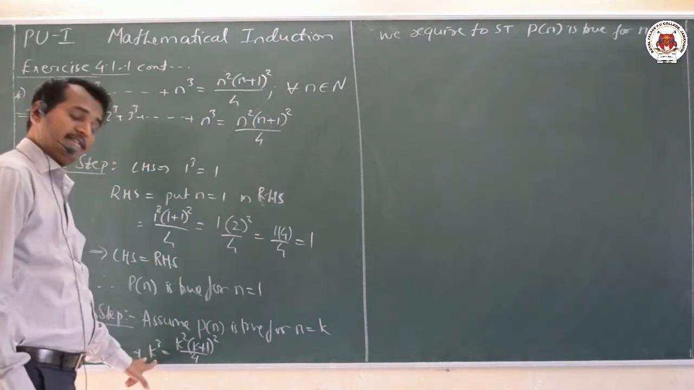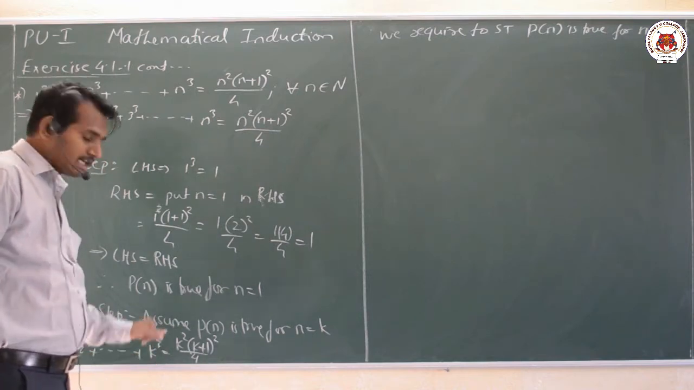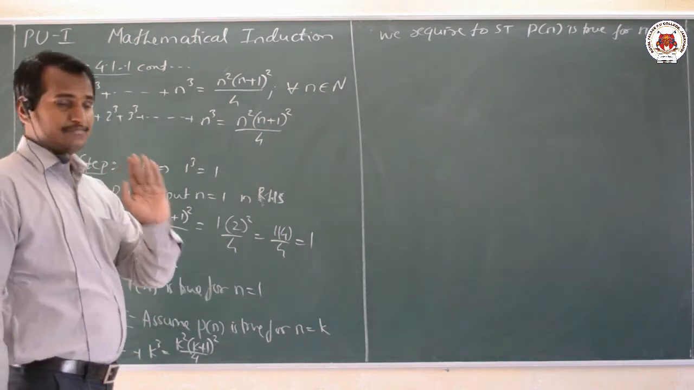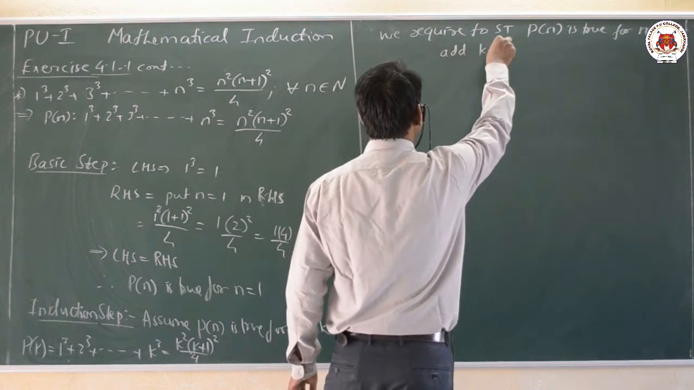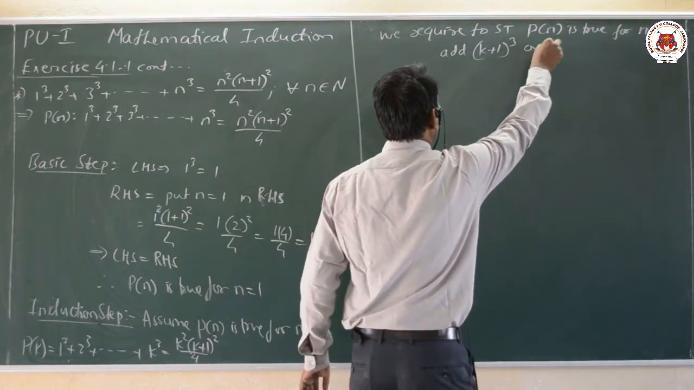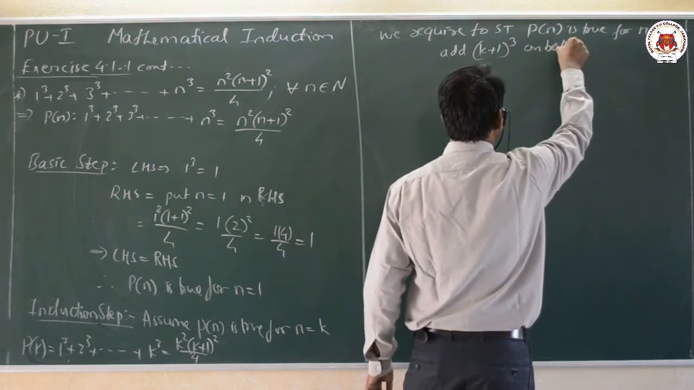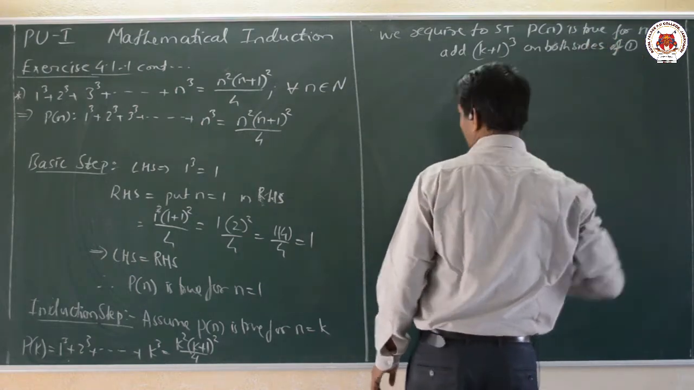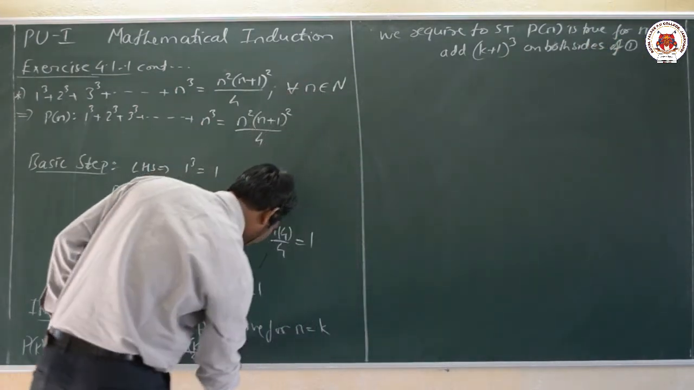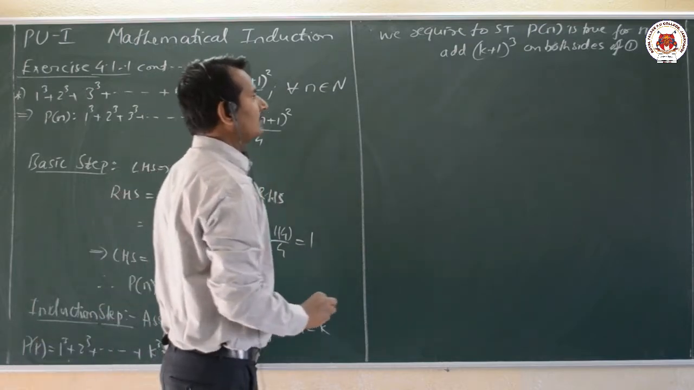For this last term, wherever there is k, put k plus 1 in place of k. That is, add k plus 1 whole cube on both sides of 1. Okay, fine. We shall take it as equation number 1.